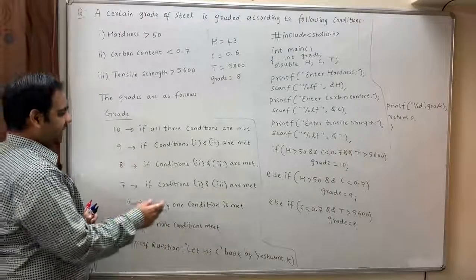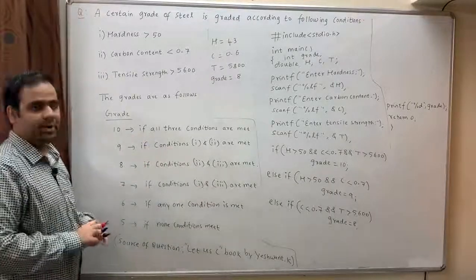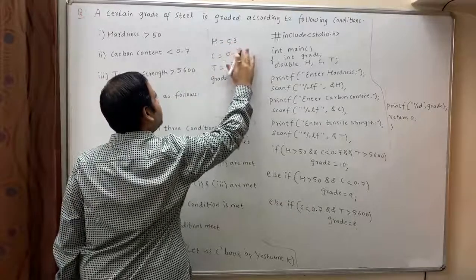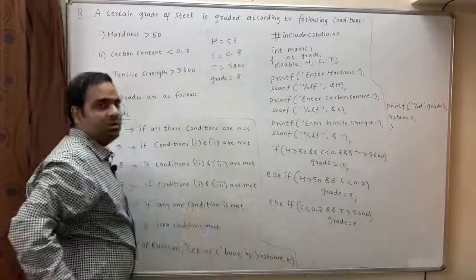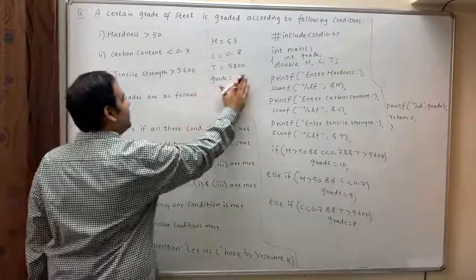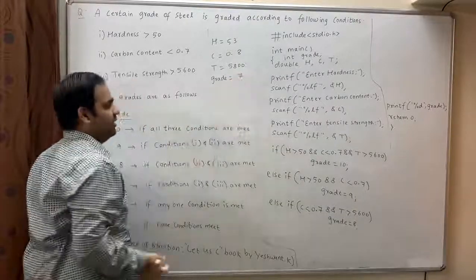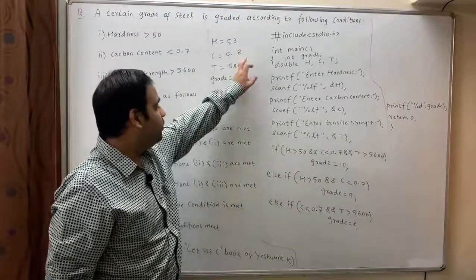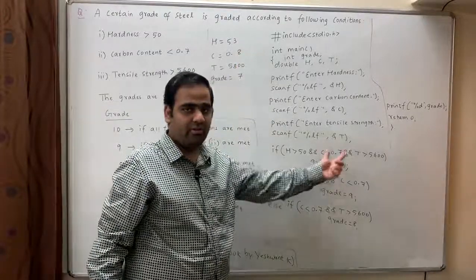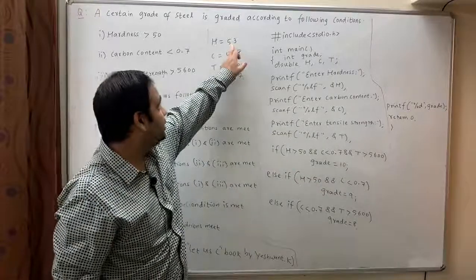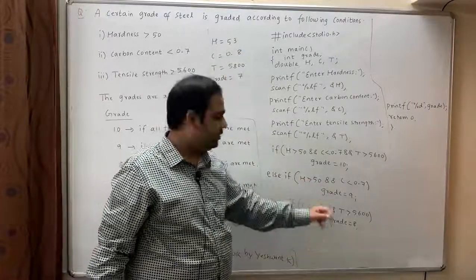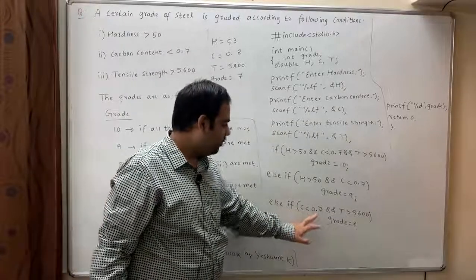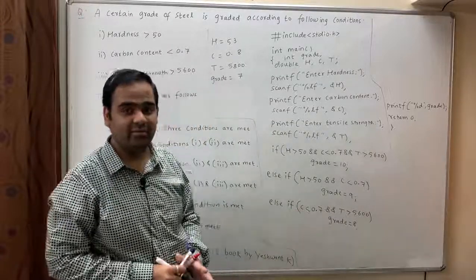Now the next thing is, if condition 1 and 3 are met but not the condition 2, let's take this as 5300 and let's take this as 0.8. Now we know that condition 1 and 3 are met, therefore it should be grade 7. Now see here, 53 greater than 50, yes, 0.8 less than 0.7, it is false. Come to the next condition, 53 greater than 50, yes, 0.8 less than 0.7 is false. Come to the next condition, 0.8 less than 0.7, again it is false.